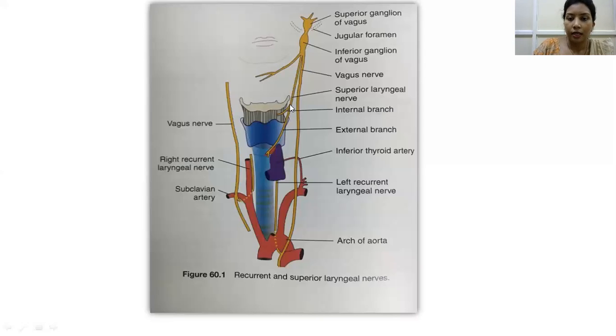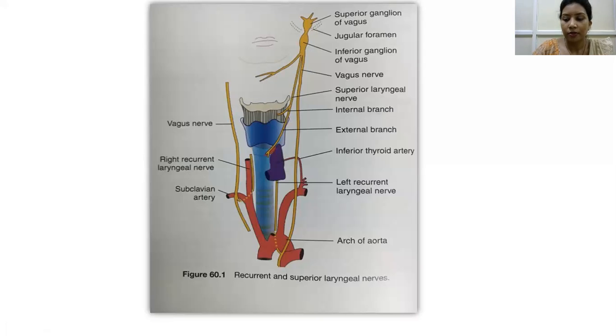After this internal branch of the superior laryngeal nerve pierces this membrane, it passes submucosally in the piriform fossa and ultimately innervates the superior portion of the larynx above the level of the glottis, giving its sensory supply.